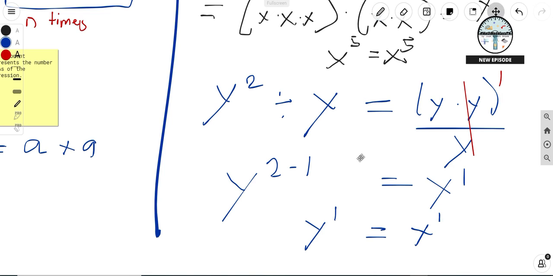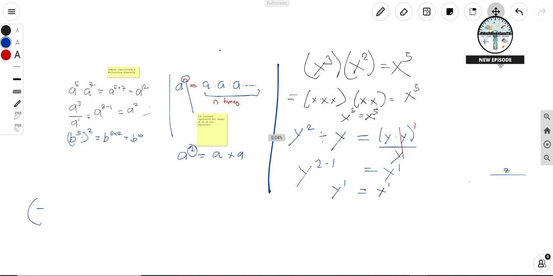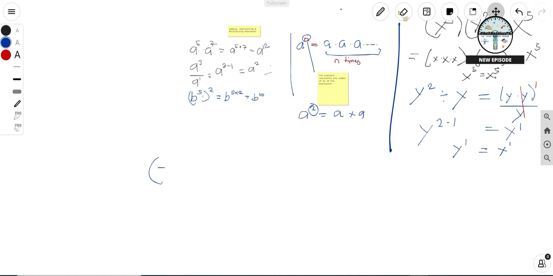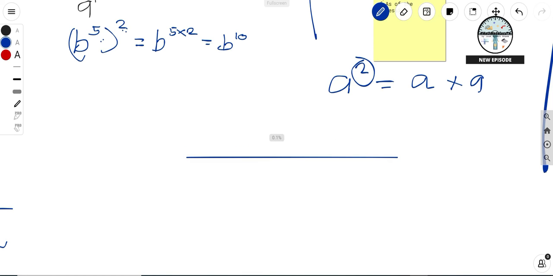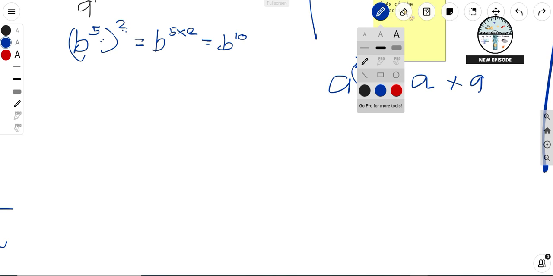I just want to show you the principle behind these laws. We will explore the principles behind this. In the next video, part 3, we will discover the principle behind this one.